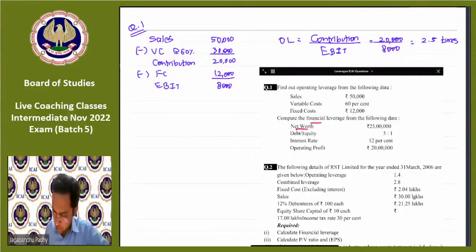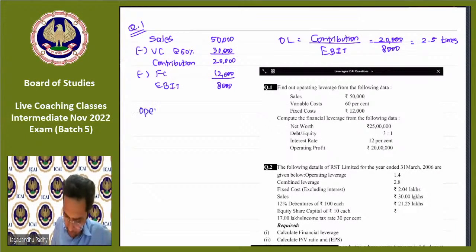Financial leverage: we have been given a net worth of 25 lakh, debt equity ratio is 3:1, interest rate is 12%, operating profit is 20 lakh. And we want the financial leverage. So how do we get the financial leverage? Let's understand first with the operating profit component. When we talk of operating profit, we talk of EBIT.